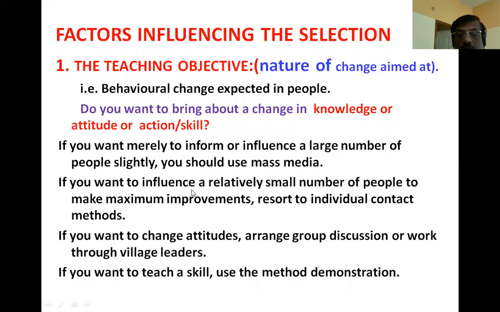If you want to influence a relatively small number of people or a group of people to make maximum improvements, for example dairy farmers, usually dairy farmers are few. If you want to influence dairy farmers, resort to individual contact methods. If you want to influence, in a village, 10 to 15 farmers, under such a situation it is possible to meet 10 to 15 farmers in a day in the particular village.